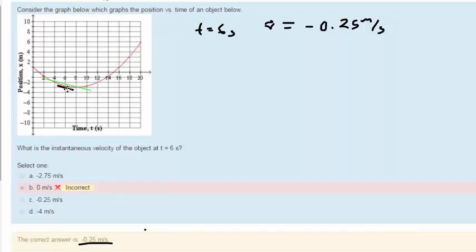So how did I know at 8 seconds it was 0 velocity? Because I can imagine drawing the tangent line at 8 seconds, and if you look, that tangent line at 8 seconds will be completely horizontal. So that gives us another time to think about. At 8 seconds, the velocity was 0.